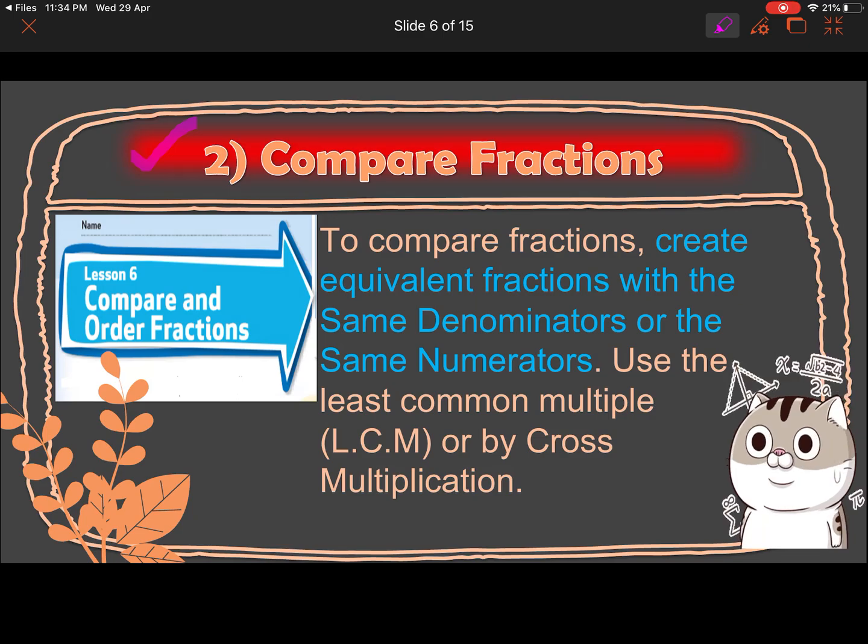Before we start our book, see this, it's very important to understand. To compare the fractions, we will create equivalent fractions with the same denominators or same numerators. Sometimes we are going to use the LCM and sometimes we will use the cross multiplication method to compare the fractions. Okay, now let's do practice so you can understand more.